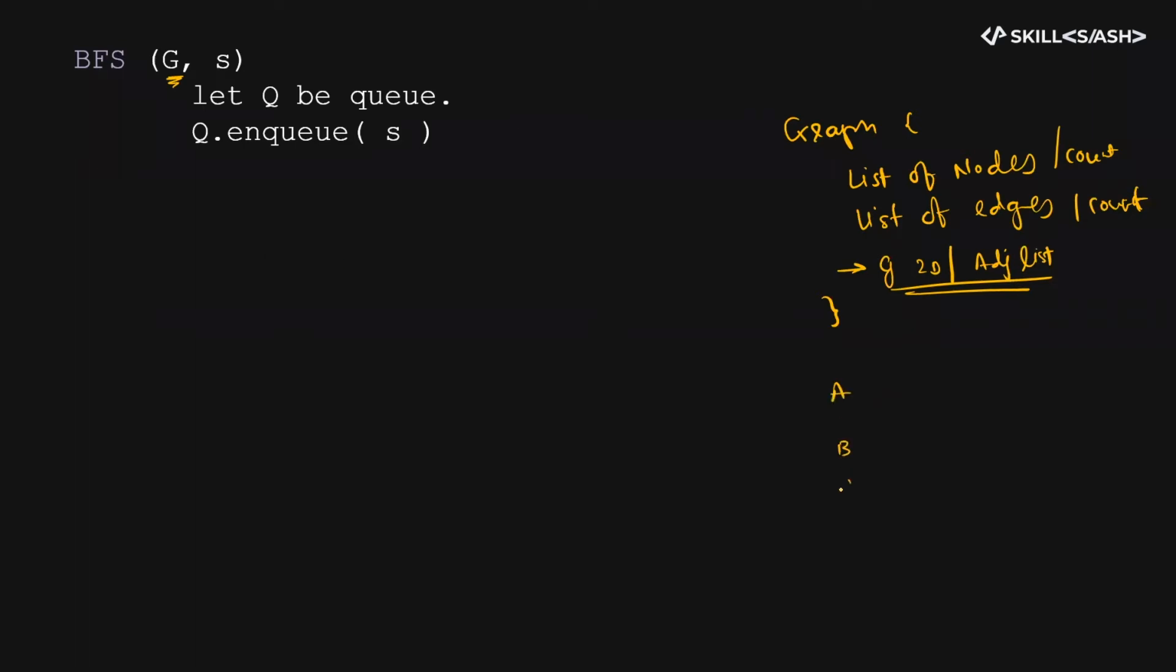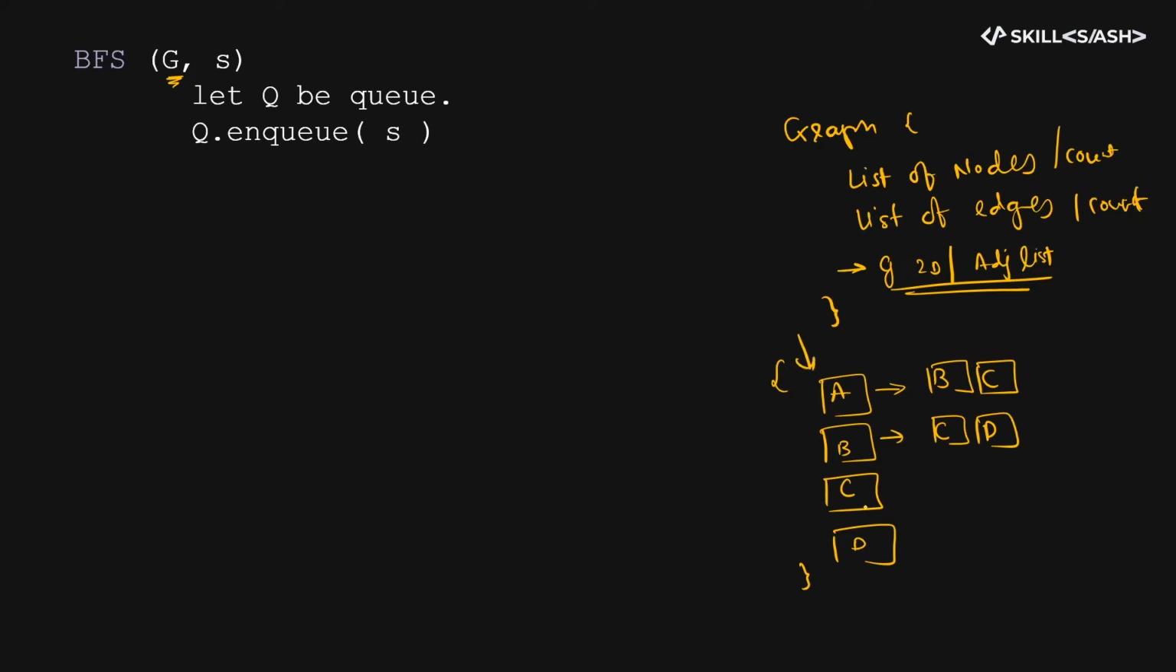You have all the nodes A, B, C, and D. So they should be in one list. In A's adjacency list, let's say B and C are in connection. In B's adjacency list, you have C and D in connection. In that way, if you want to keep it, then you need the list of list. This is one list and this is also a list, right? So representation wise, sometimes list of list is more difficult than a 2D matrix, right? So in this way you can do that.